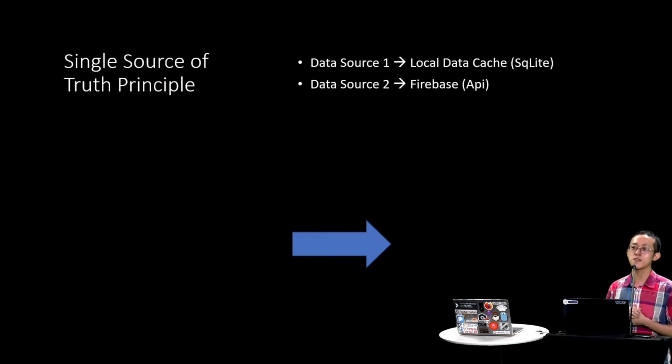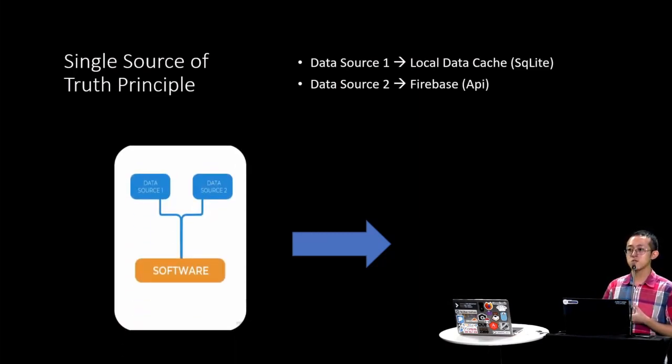Okay, so I'll be bringing you two principles, but the first one will be the single source of truth principle. So this is a very app development type of principle. At the start, I have two data sources running through a certain app, which is your software here. In my case, one of them is SQLite and the other one is the Firebase API itself. So if I have two data sources and one app, which data source does the app take data from? Name your pick.